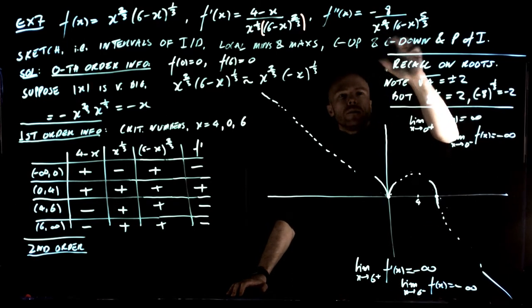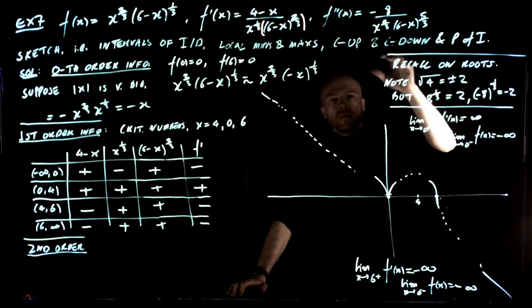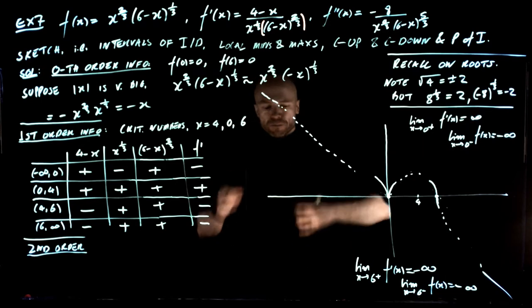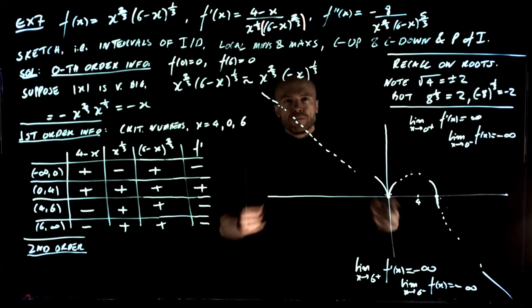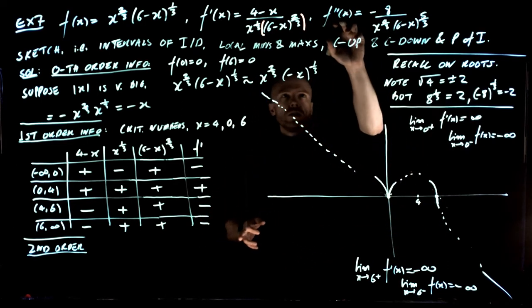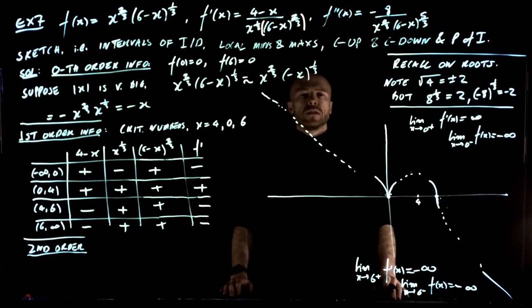But morally, we're doing a similar kind of game, because we're trying to find the intervals where the second derivative is either positive or negative by identifying the numbers for which this thing either doesn't exist or is equal to 0.